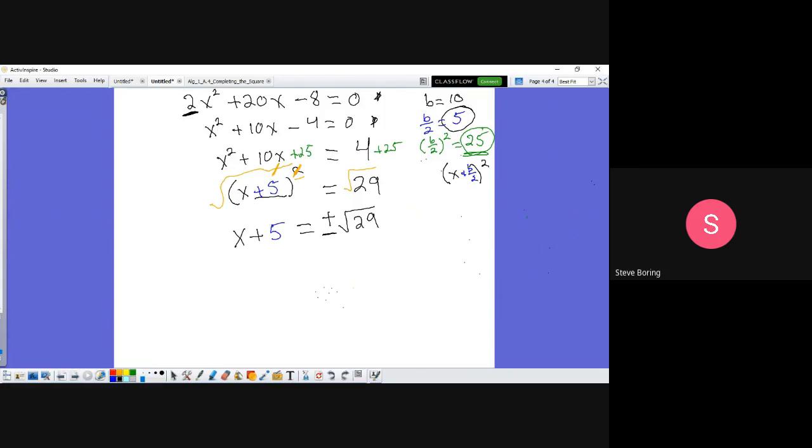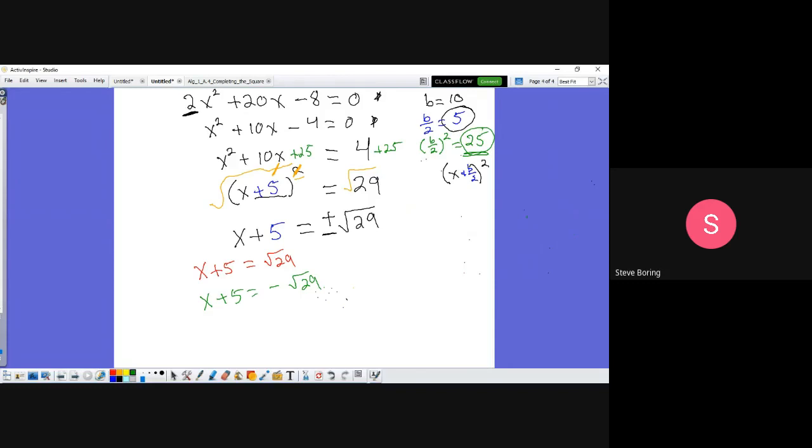So I'm making it positive or negative square root of 29. We don't know which one. So that means that represents 2 different equations. One I'll write in red is x plus 5 equals positive square root of 29. The other I'll write in green is x plus 5 equals the negative square root of 29. We don't know which one it is.